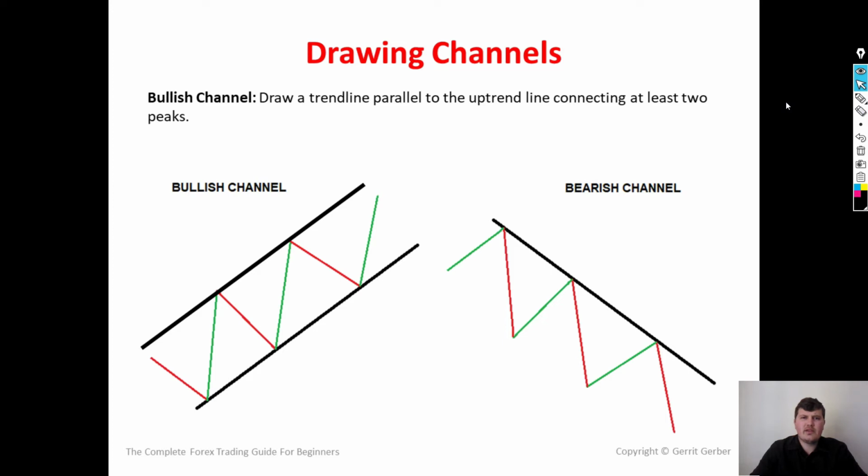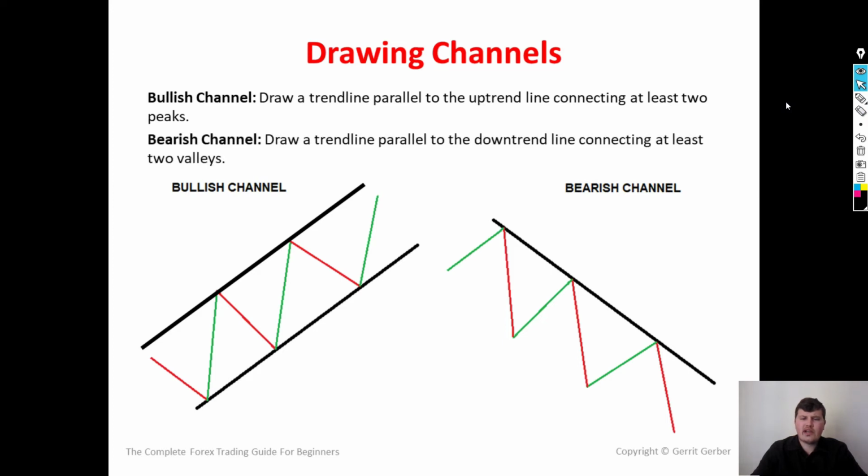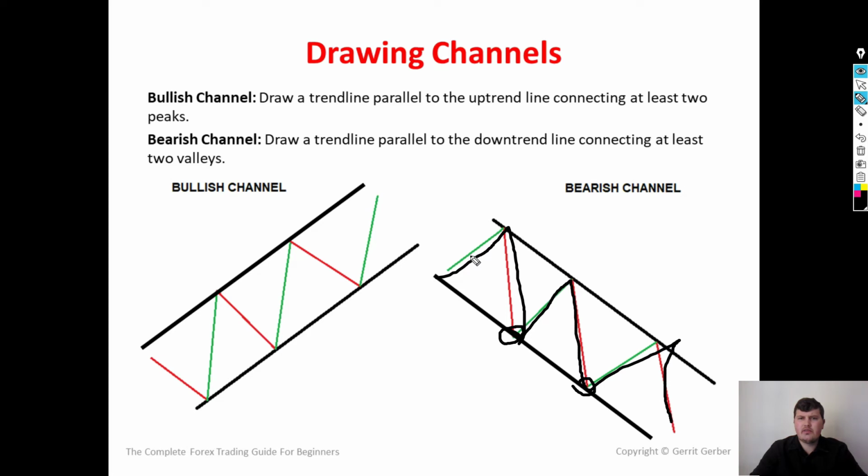For bearish channels, you just draw a trend line parallel to the downward trend line, connecting at least two valleys like that, and this trend line is connecting at least two valleys, and price is just bouncing in this bearish channel and it's moving lower. So that is how you draw channels, guys. It's really straightforward, and I'm just going to show you guys some live examples again.